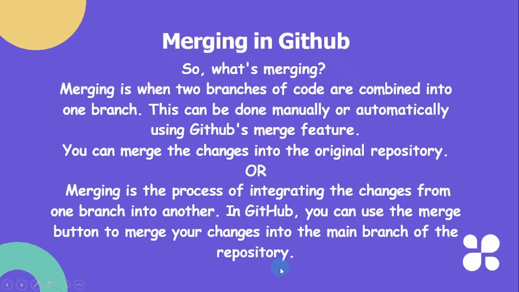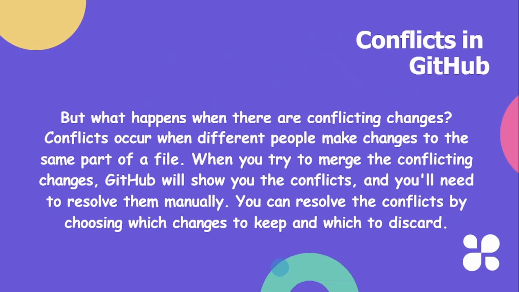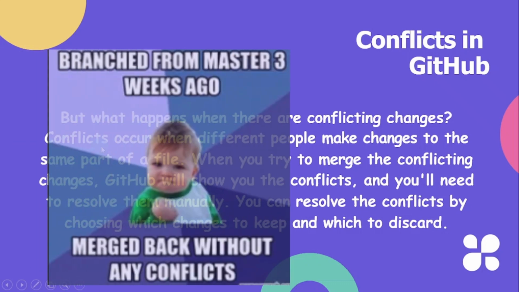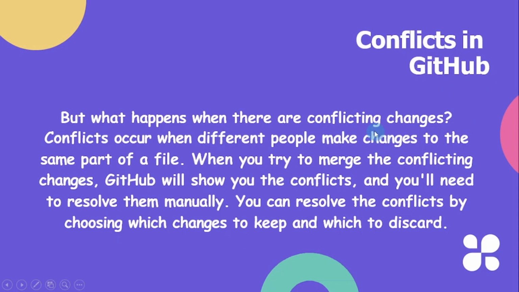Okay, so what then are conflicts in GitHub? Conflicts do happen when you make a pull request and you're trying to merge. It can be complex. But what happens when there are conflicting changes? So a conflict occurs, as I said. When you try to merge the conflicting changes, GitHub will show you the conflicts, and you need to resolve them manually. You can resolve the conflict by choosing which changes to keep and which to discard.